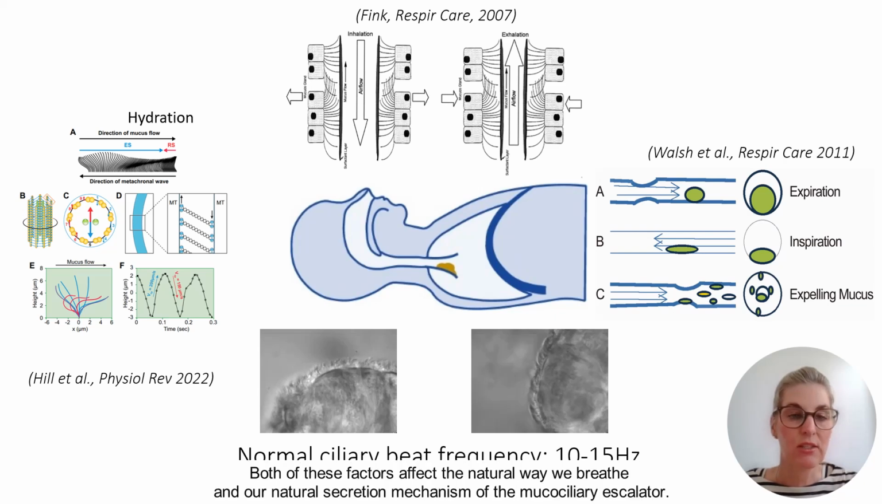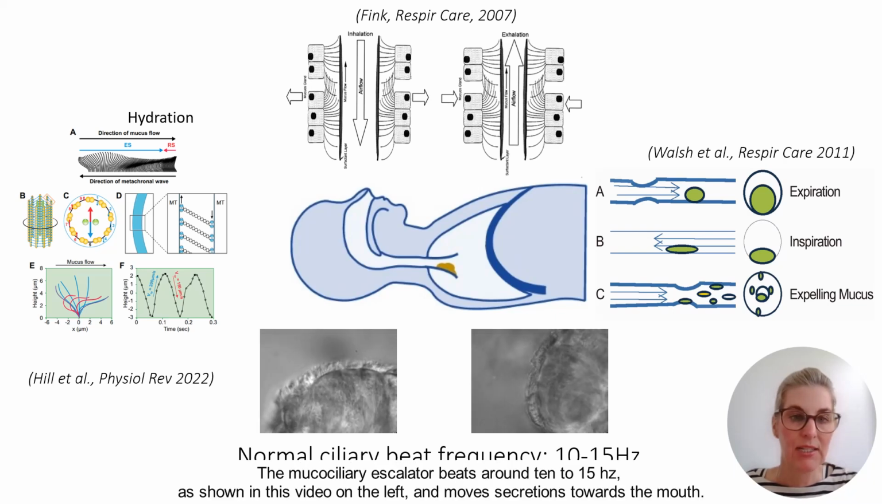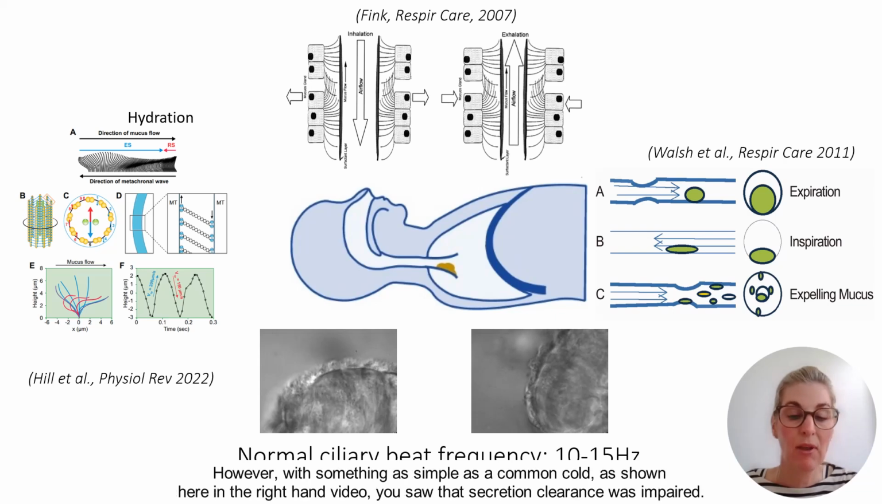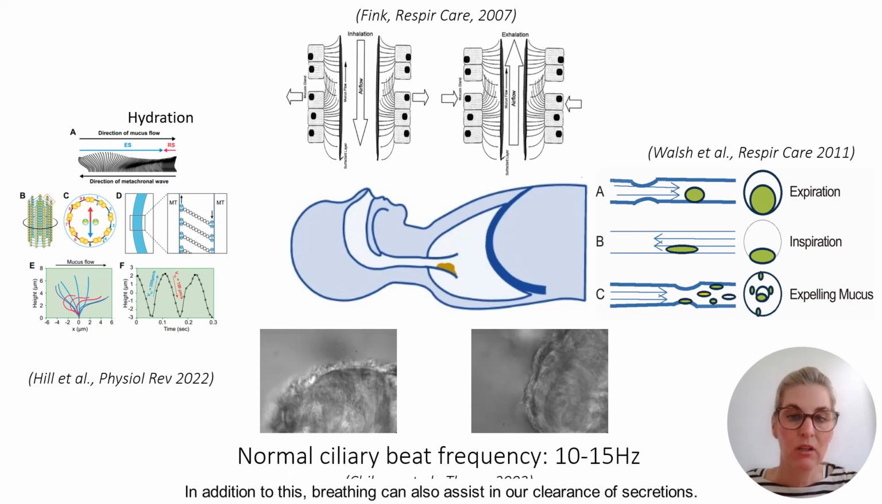Both of these factors affect the natural way we breathe and our natural secretion mechanism of the mucociliary escalator. The mucociliary escalator beats around 10 to 15 Hz as shown in this video on the left and moves secretions towards the mouth. However, with something as simple as a common cold, as shown here in the right hand video, you saw that secretion clearance was impaired. In addition to this, breathing can also assist in clearance of secretions.